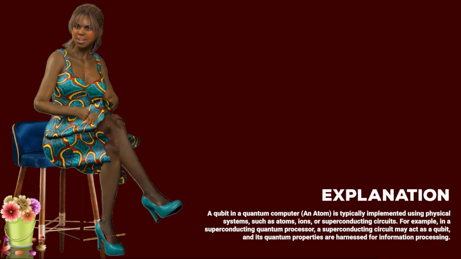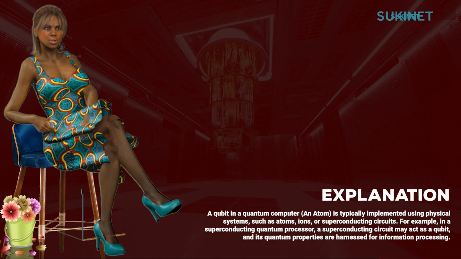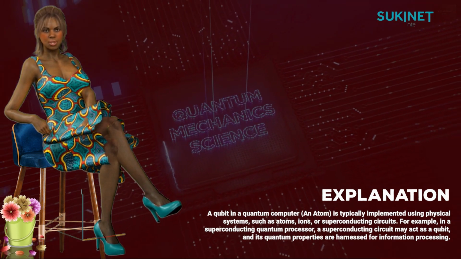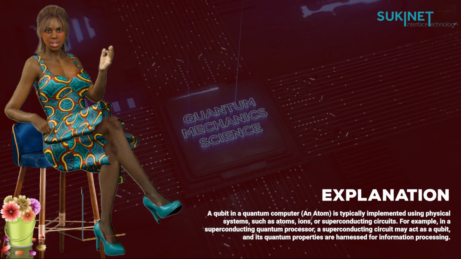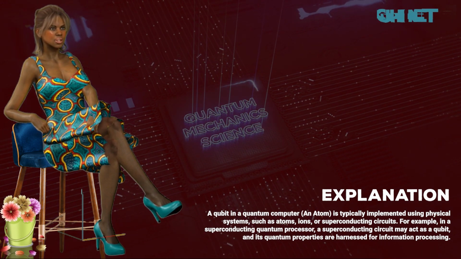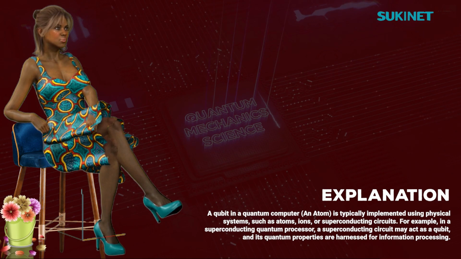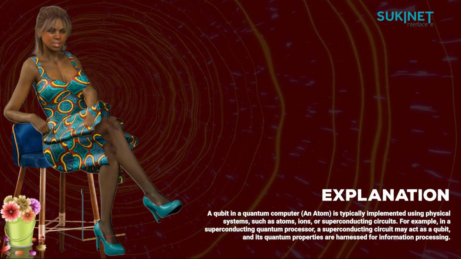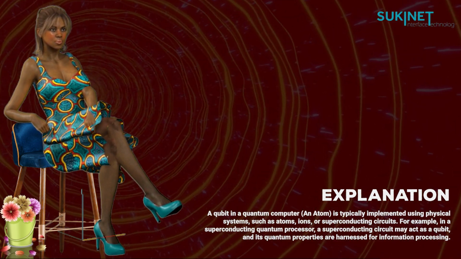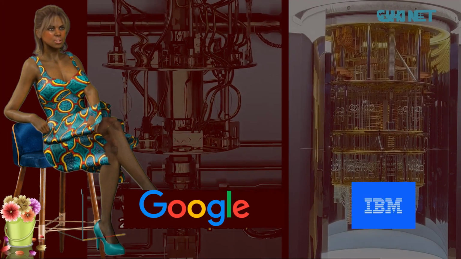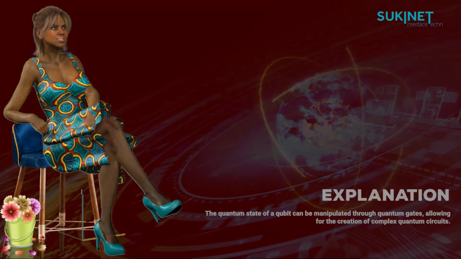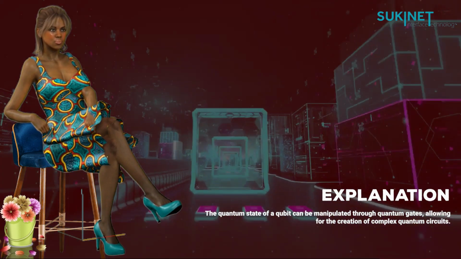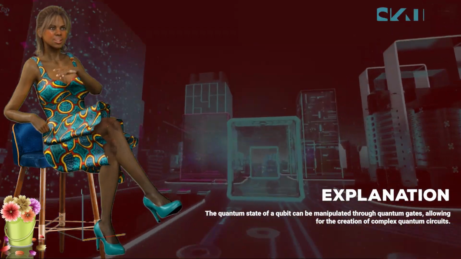Explanation. A qubit in a quantum computer, an atom, is typically implemented using physical systems, such as atoms, ions, or superconducting circuits. For example, in a superconducting quantum processor, a superconducting circuit may act as a qubit, and its quantum properties are harnessed for information processing. The quantum state of a qubit can be manipulated through quantum gates, allowing for the creation of complex quantum circuits.